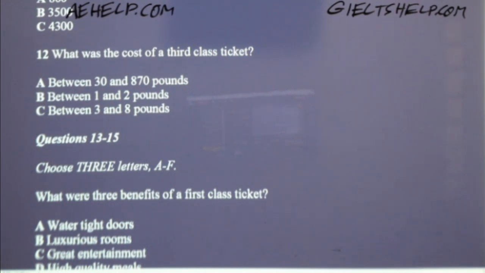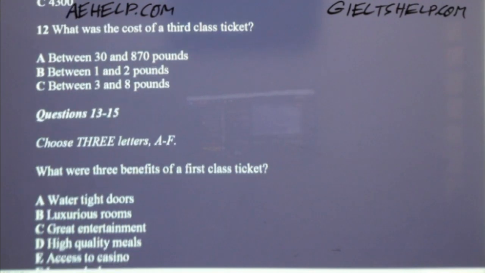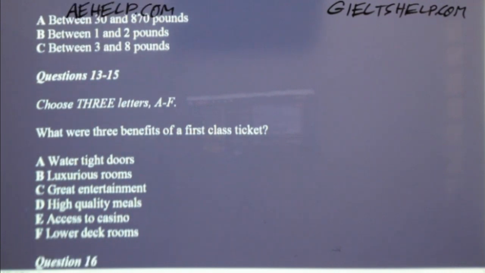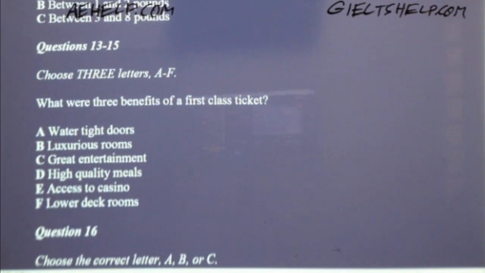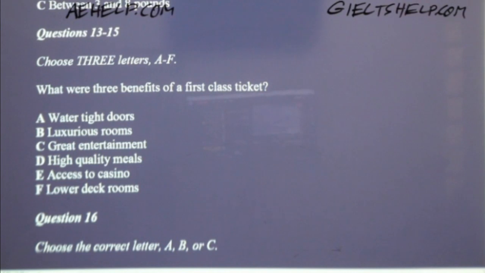A third class ticket was the lowest level ticket. At the time, it cost between £3 and £8. A second class ticket cost about £12. A first class ticket cost anywhere from £30 all the way up to £870. In today's money, £870 is over £20,000. You may be wondering what the people in the first class were paying for.